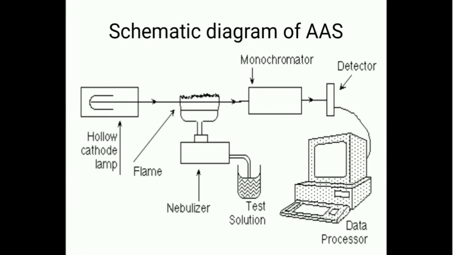Talking about the diagram of AAS, that is the atomic absorption spectrophotometer. First, we have a test solution, then a nebulizer, then a flame. On one side of the flame, we have a hollow cathode lamp. On the other side, we have a monochromator, then a detector connected to a data processor.